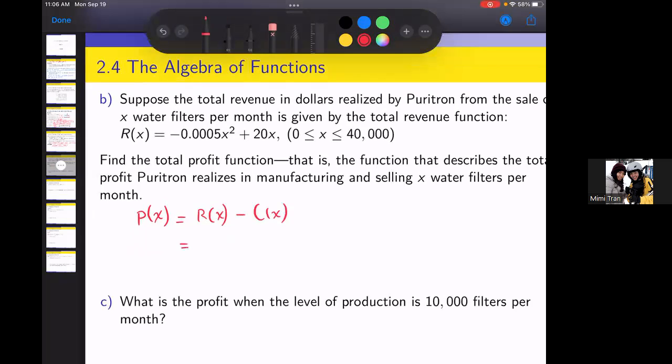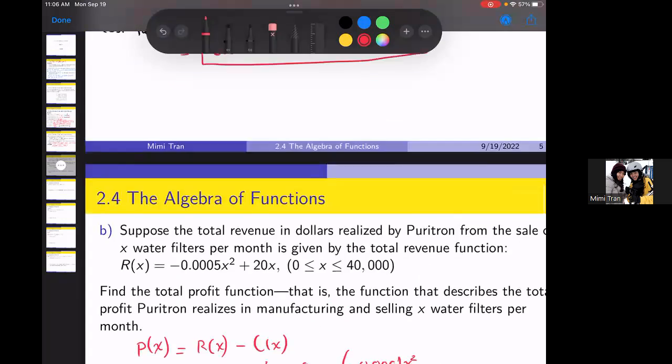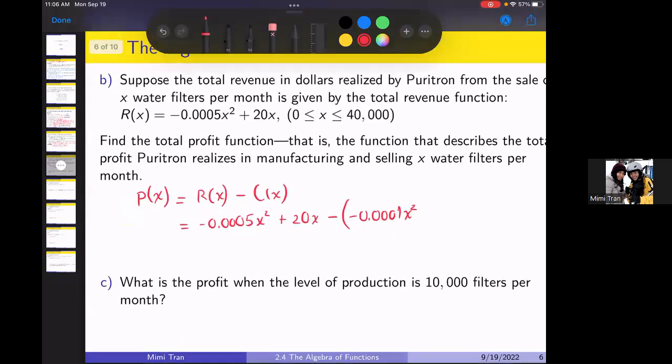So that will be negative 0.0005 x squared plus 20x, subtract, make sure you put parentheses around those, minus 0.0001 x squared, plus 10x, plus 10 grand. Simplify.